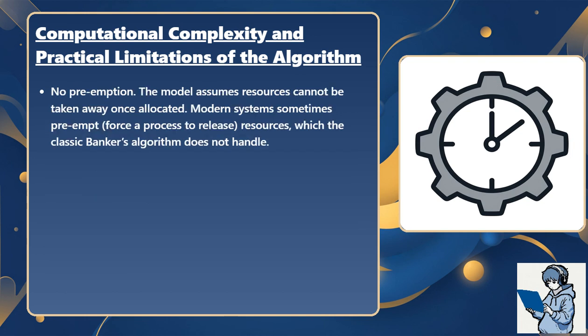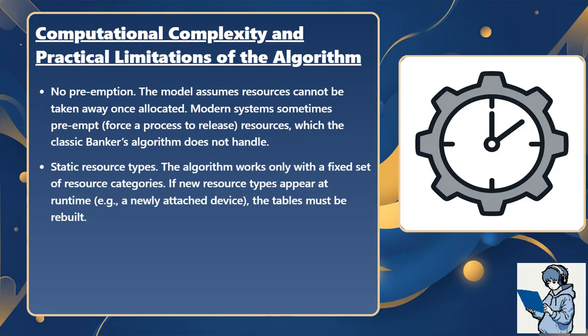No preemption. The model assumes resources cannot be taken away once allocated. Modern systems sometimes preempt, forcing a process to release resources, which the classic banker's algorithm does not handle. Static resource types. The algorithm works only with a fixed set of resource categories. If new resource types appear at runtime, for example a newly attached device, the tables must be rebuilt.